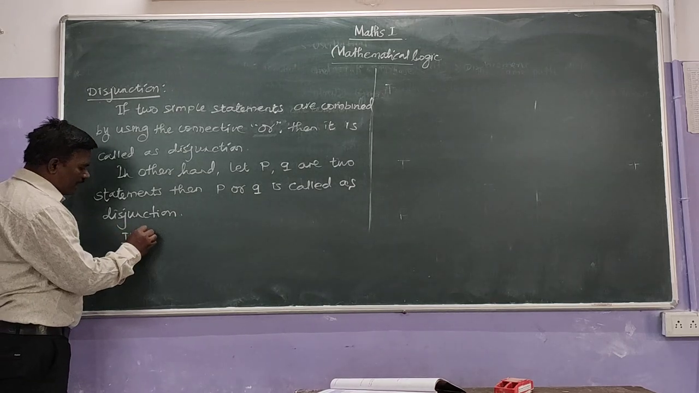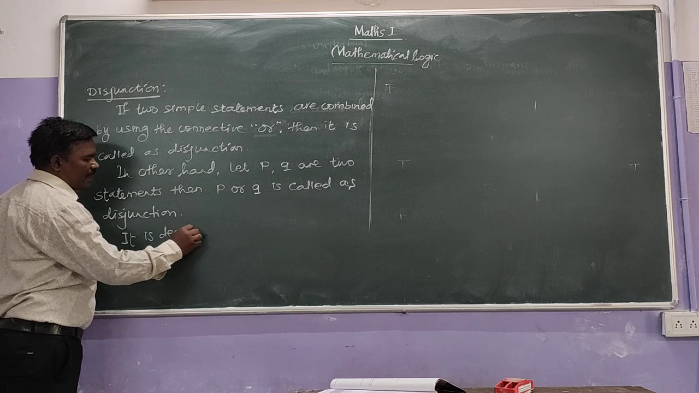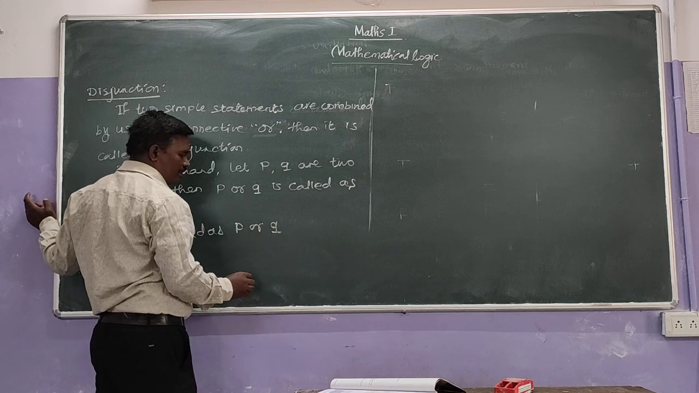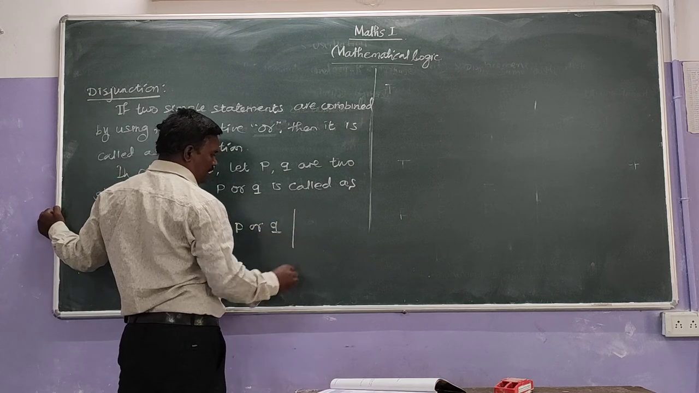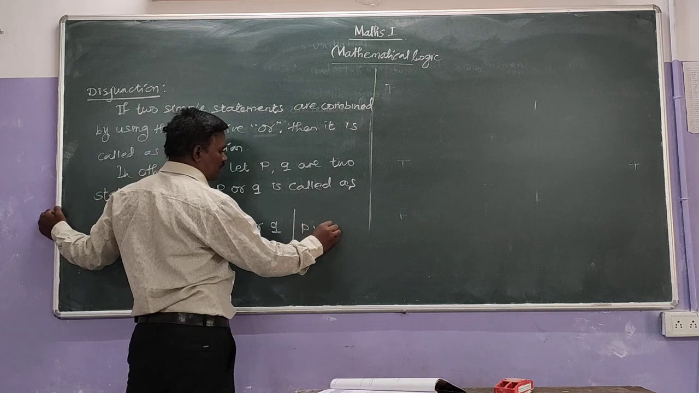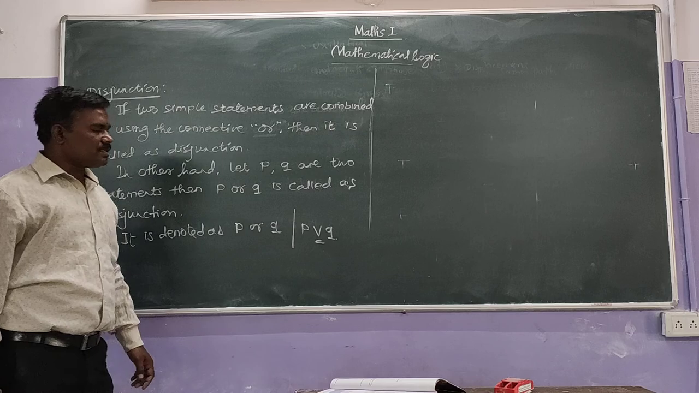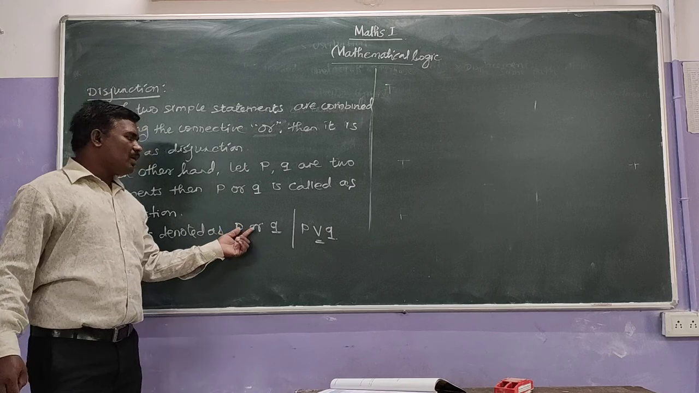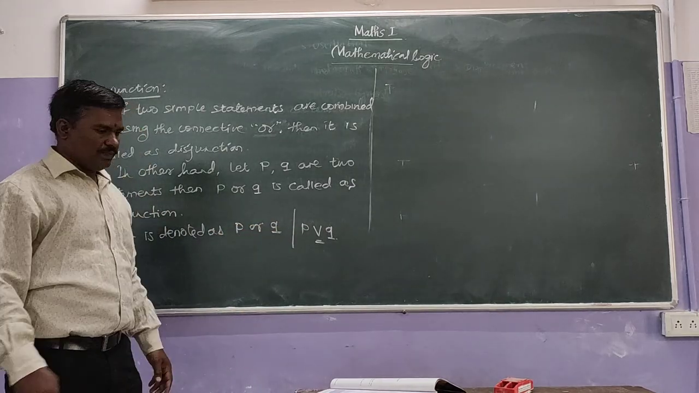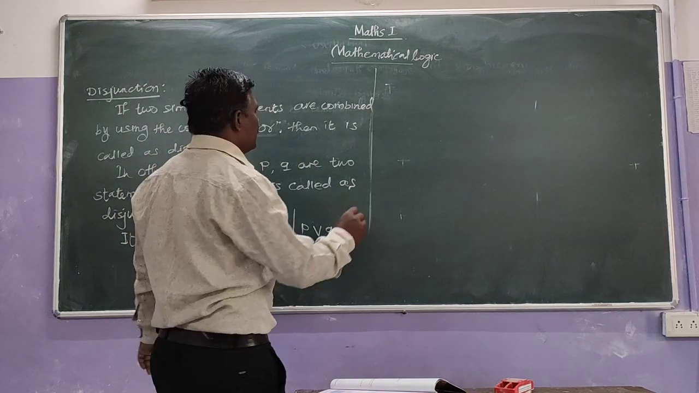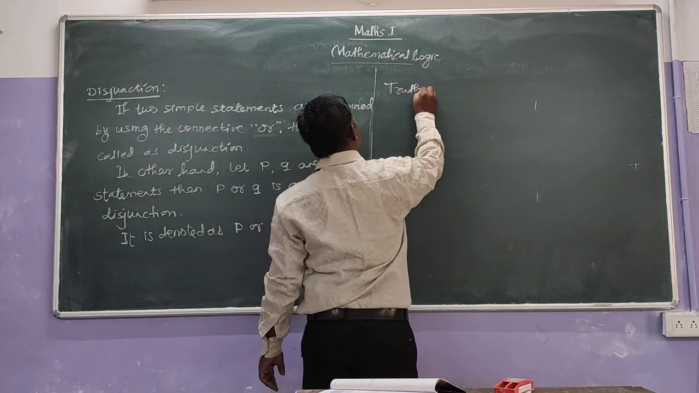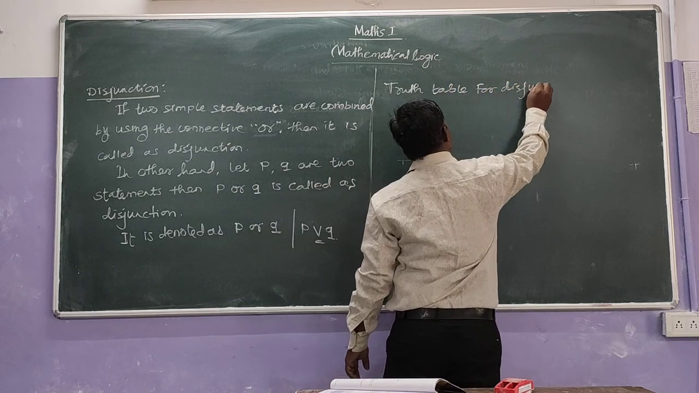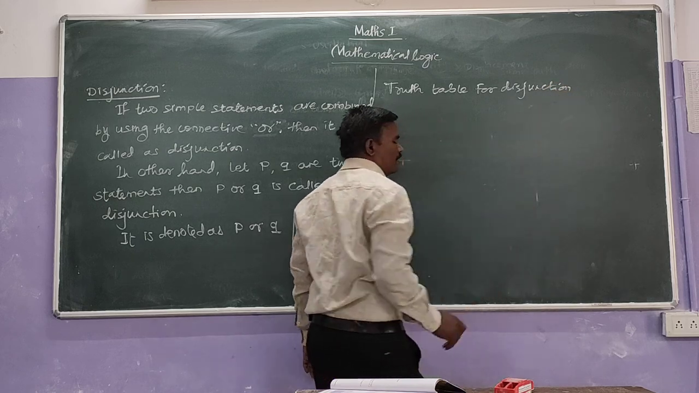Disjunction is denoted as P or Q, or symbolically, the P disjunction Q. Therefore, this symbol represents the disjunction. It is written as P or Q or P disjunction Q. Next thing, that is the truth table for the disjunction.